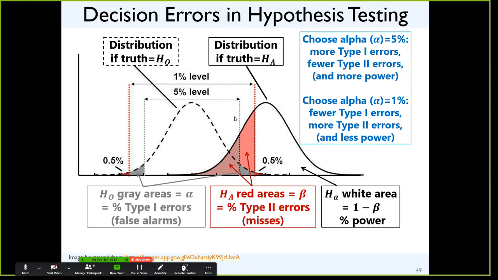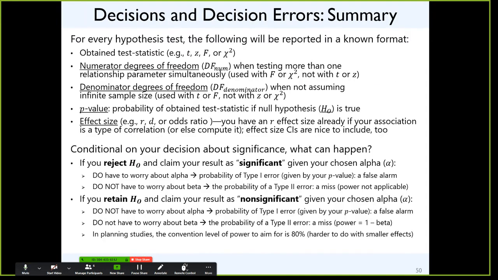All right. Let's see if I want to say anything else about that. Yeah. So this is trying to put it all together here in terms of the words. The things that you would want to report out of any kind of analysis: the statistic that you got; numerator degrees of freedom, that's the number of things tested; denominator degrees of freedom, that's based on your sample size; the p-value that comes from your test statistic, as well as an effect size.